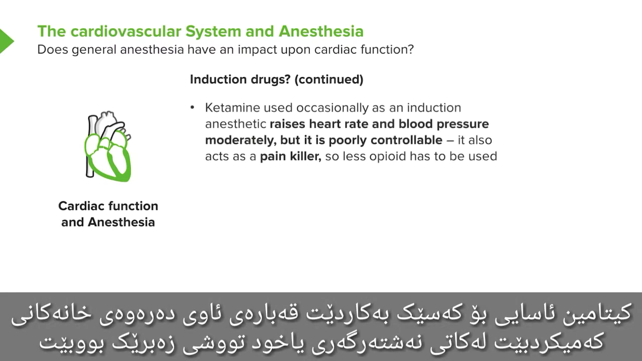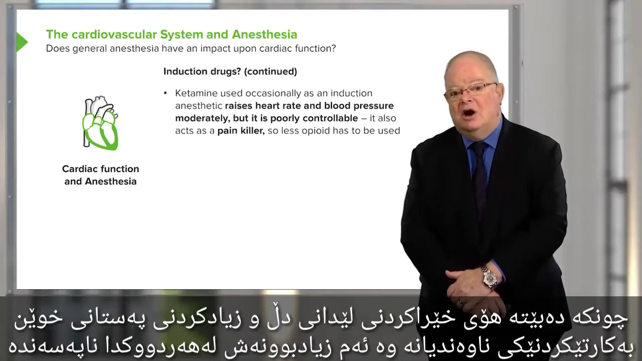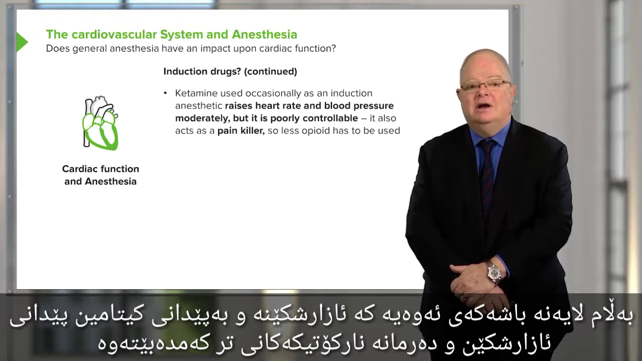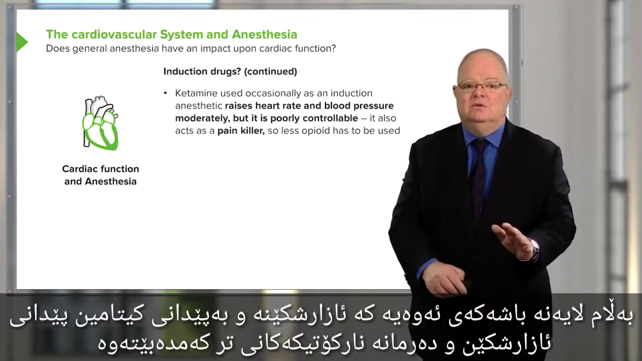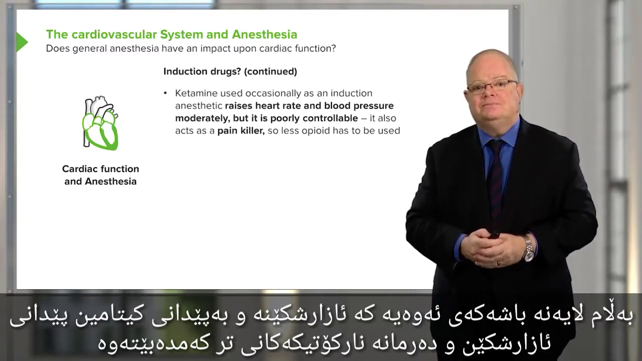Ketamine is often used in patients who appear to be volume depleted at the time of surgery or have had trauma because it increases heart rate and increases blood pressure moderately. The problem is that it can lead to increases in blood pressure that are unacceptable, and it can lead to tachycardia or increased heart rate that's unacceptable. On the good side, it acts as a painkiller, so less opioid needs to be used. You can give ketamine without a whole lot of extra narcotic on board.